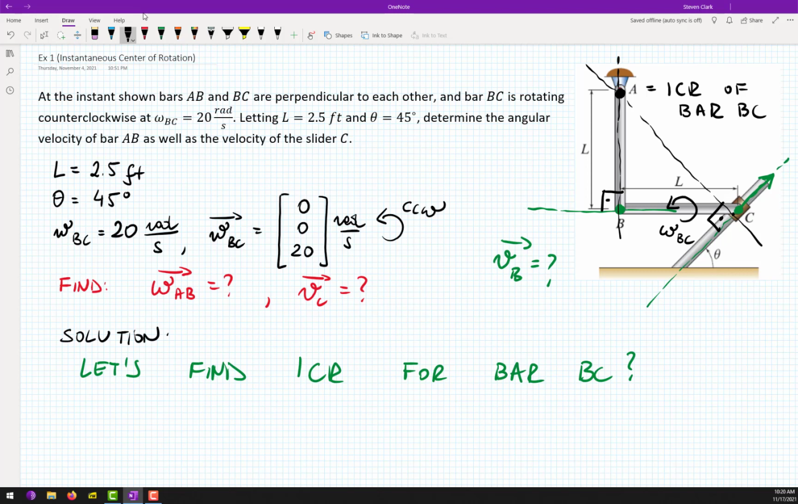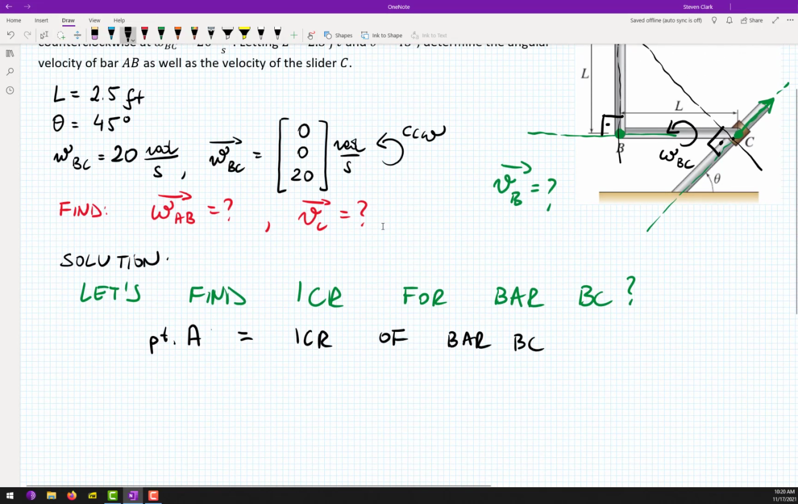Okay, so point A is the ICR of bar BC. And by the way, we know omega BC. Omega BC is 20 radians per second. They told us in the problem statement here.